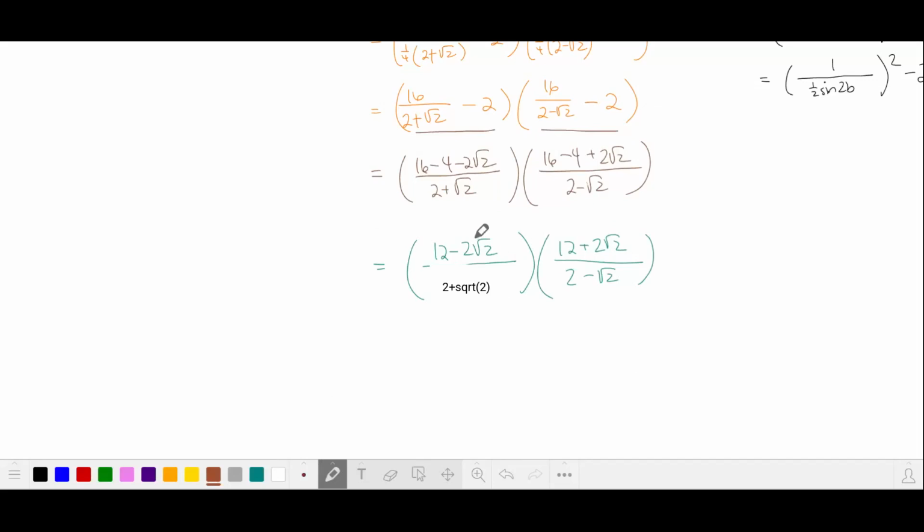When multiplying these two fractions, multiplying the numerators and the denominators, they both are difference of squares, so we can just square the first term and subtract the square of the second term. So in the numerator, that's 12 squared, or 144, minus the square of the second term, which is 8. And difference of squares in the bottom as well. This is 4 minus 2. The denominator is 2, so we'll divide each of these terms by 2, and our answer is 68, which is option B.